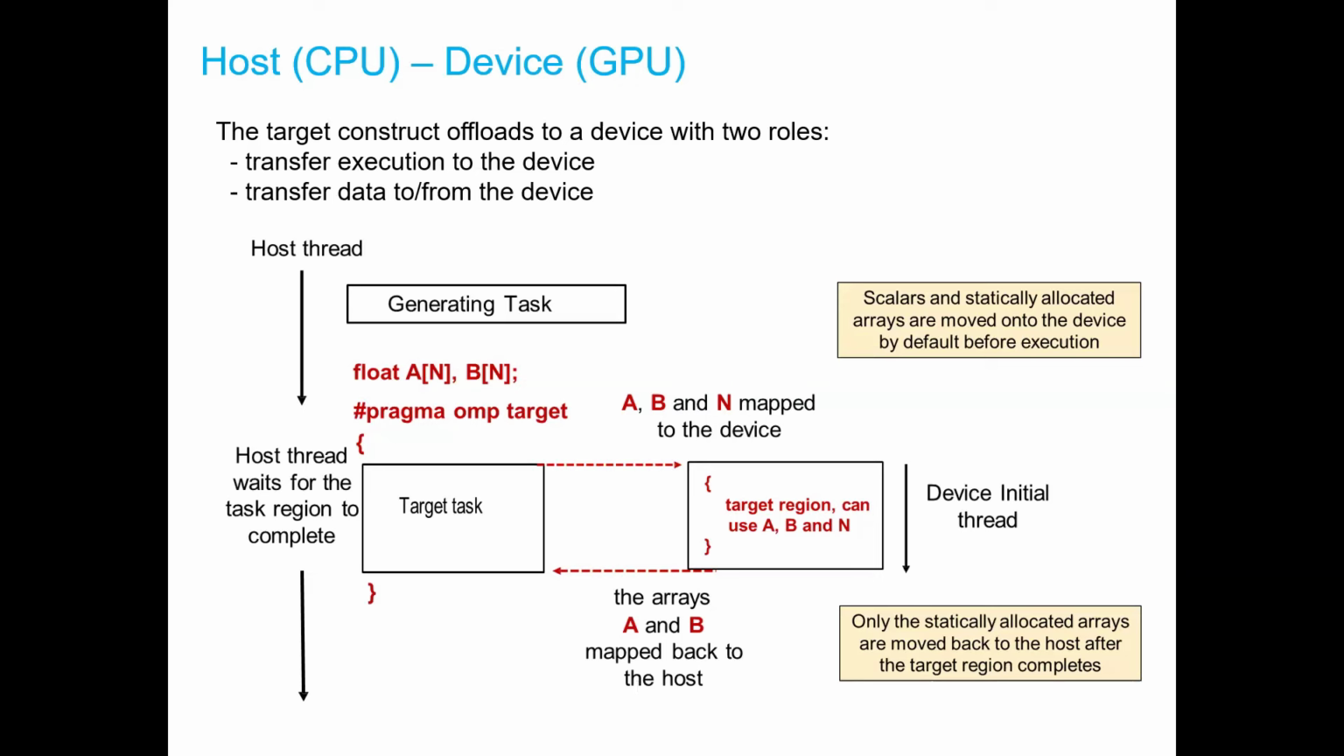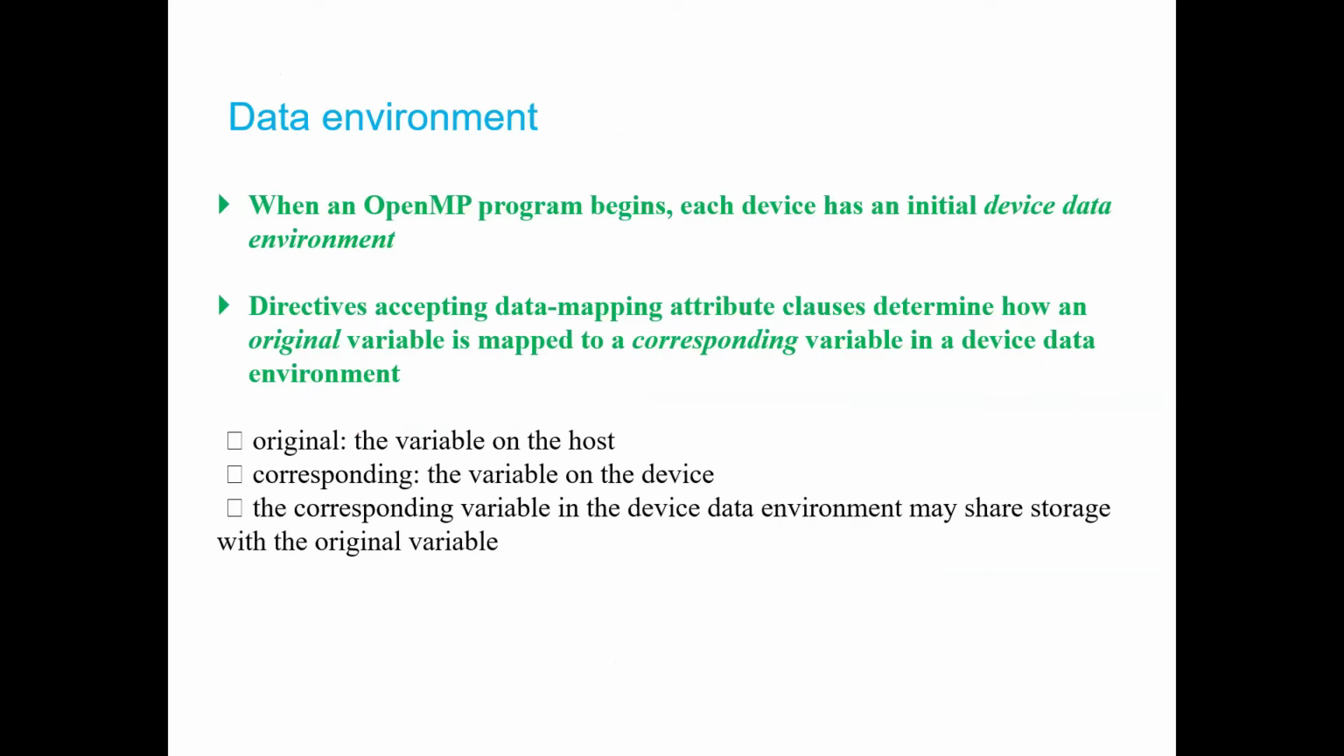And then there is a control for the data, because sometimes transferring data is the most time-consuming, slow process. So some data is not needed to copy over, or some is not needed to come back to the CPUs. So that's the data control.